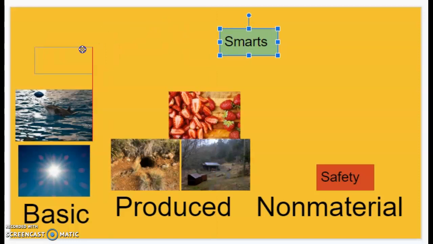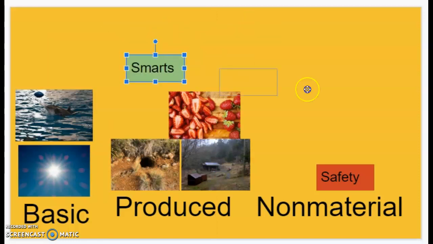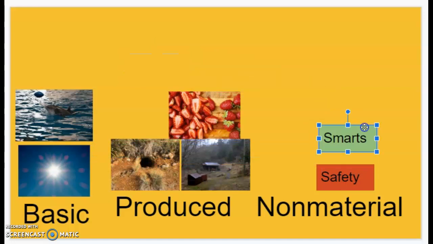It's not a basic need. It's not a produced need. No one makes it. It is a non-material need because it exists. But if I said, hey, can you give me some smarts? You'd be like, what? No. But it is something that animals and people need to survive. They need to have some smarts. So that's the difference between basic, produced, and non-material.